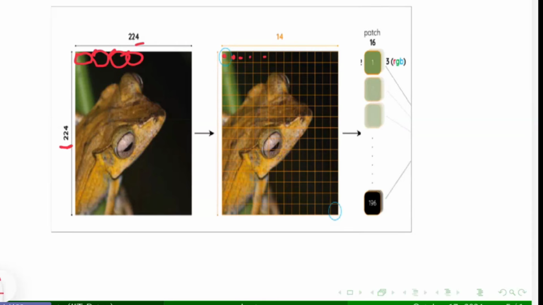If you divide this into patches, you'll get 14 on this side and 14 on this side, so the total number of patches will be 196. Now you have 196 patches, and every patch has size 16 by 16, and the channel is 3. So every patch has dimension 16 by 16 by 3, height and width and 3 channels because you are considering RGB. And you will have 196 such patches.